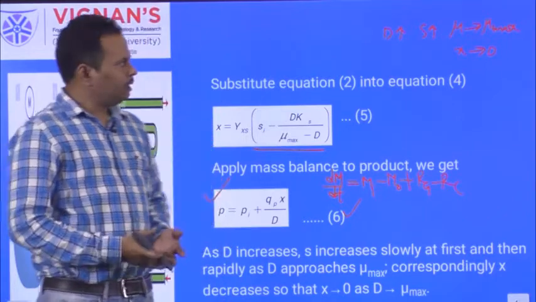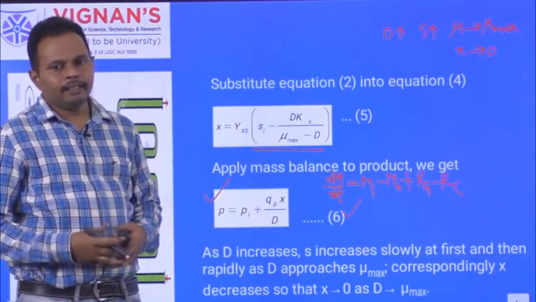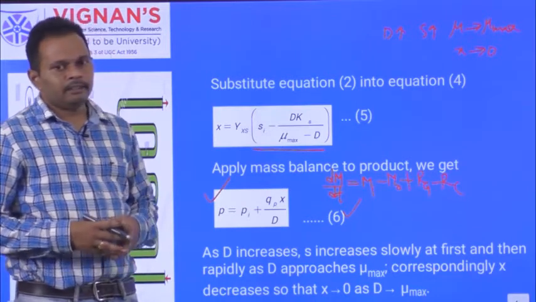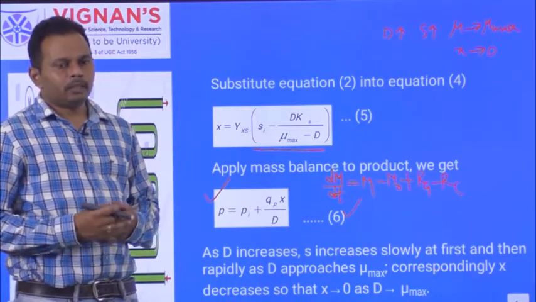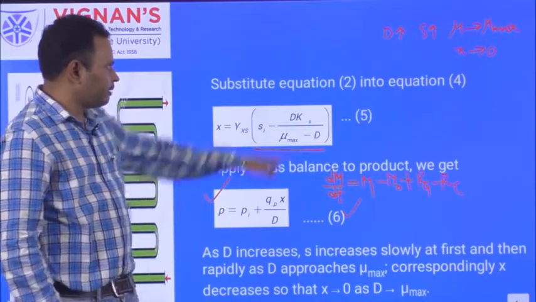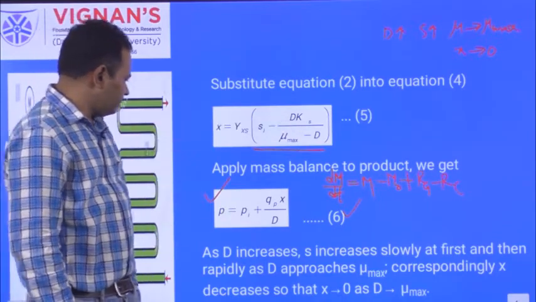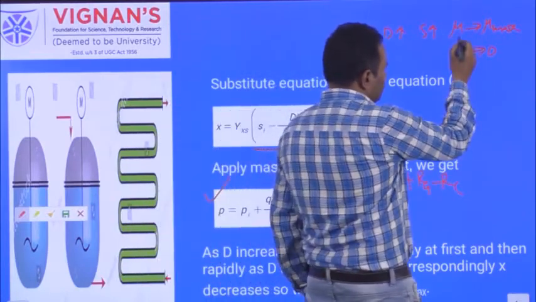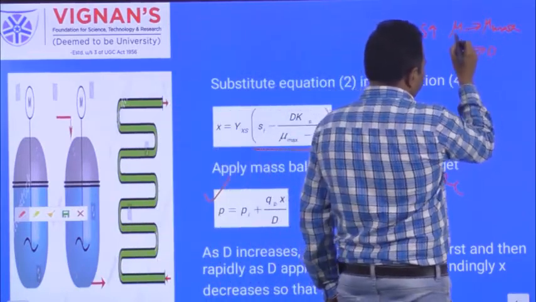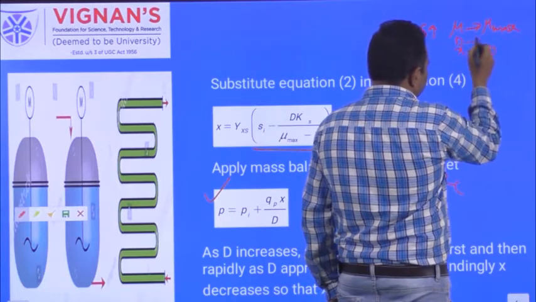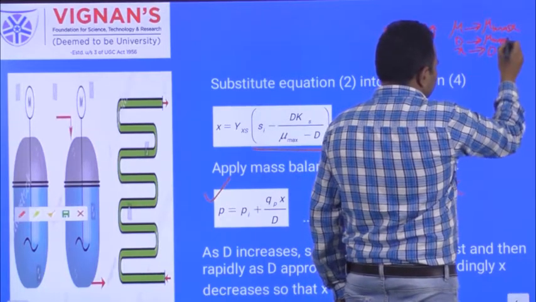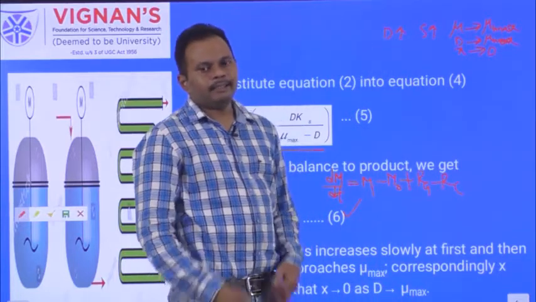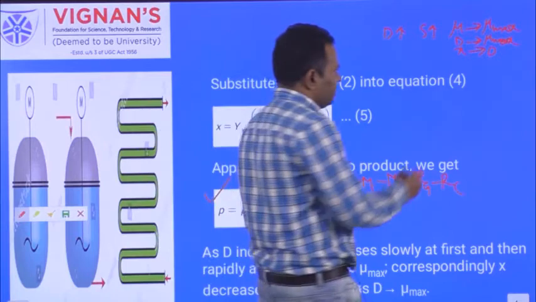For the continuous fermenter, as D increases, F increases. When F increases, substrate concentration increases. When substrate concentration increases, automatically the growth rate of the cell increases. Mu reaches mu max. When mu reaches mu max, from equation 1, mu is equal to D. When mu tends to mu max, D also tends to mu max. When D tends to mu max, the x tends to 0.